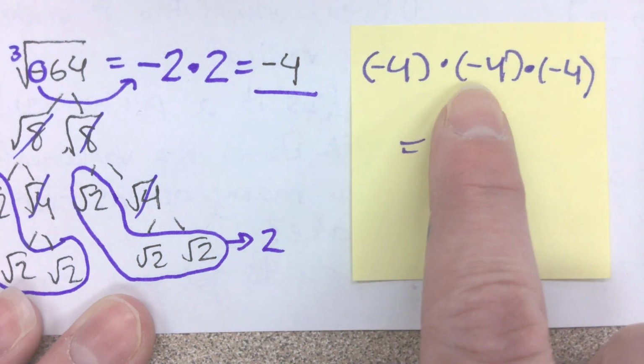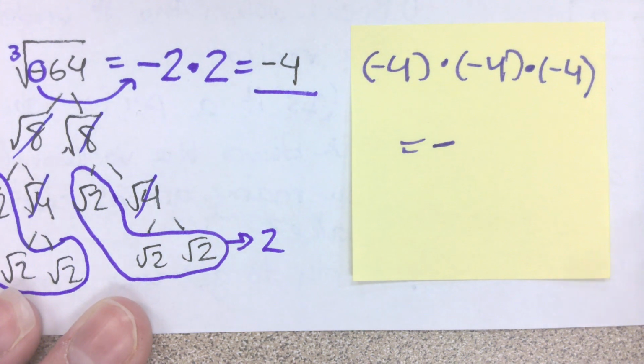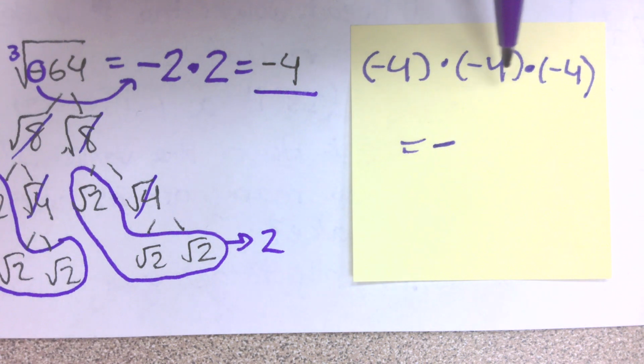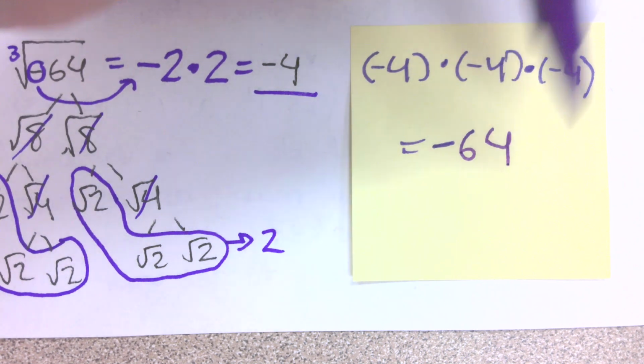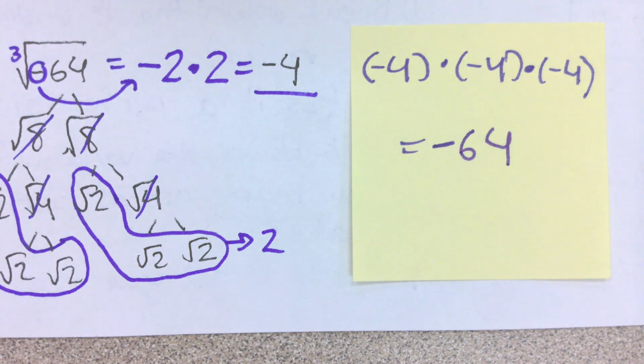And then I multiply 4 by itself 3 times. 4 times 4 is 16, times 4 is 64. So that's why that negative is allowed to be under the cube root. But as we discussed before, it's not allowed under a square root because it's not possible. Any questions on that concept? Okay.